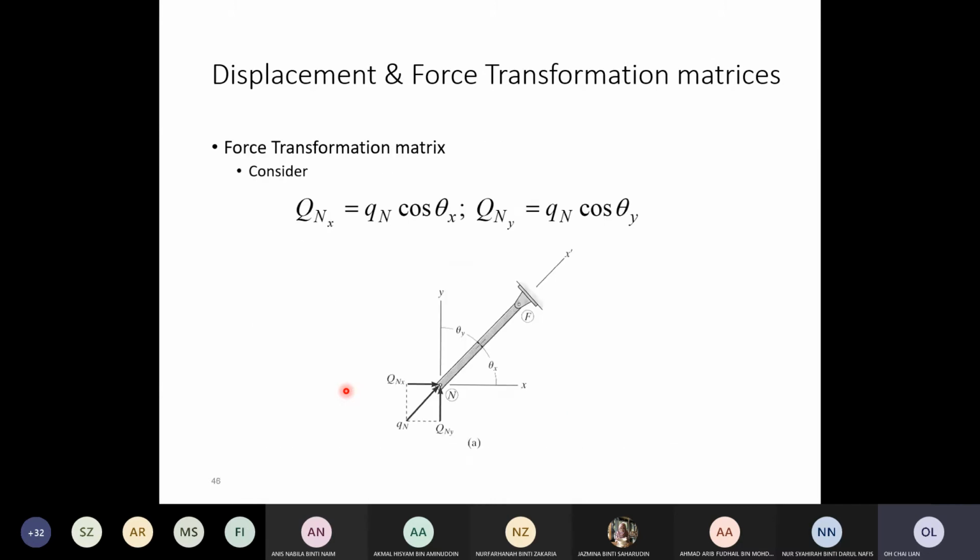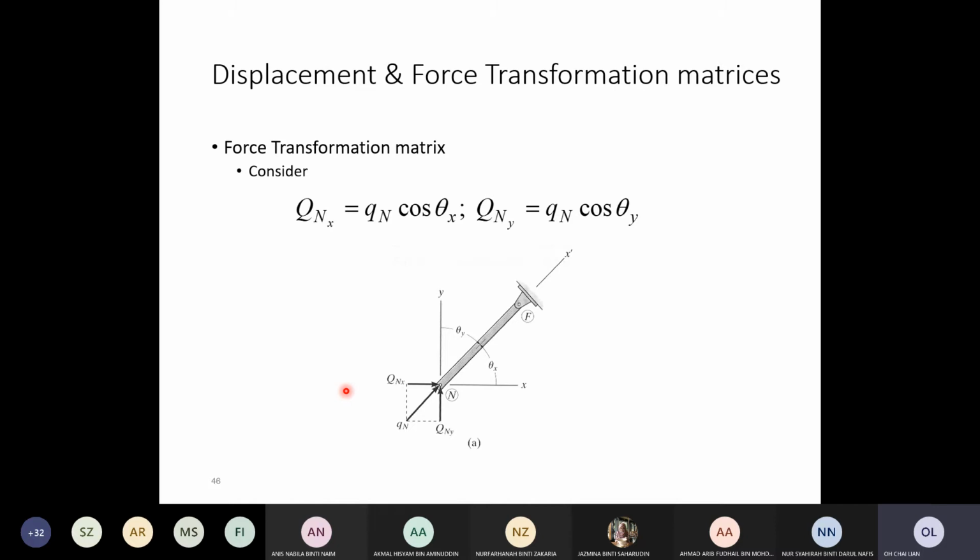Then we talk about the force transformation matrix. Again, when we analyze, we solve for the global forces, the global support reactions. But if you want to find the internal forces, like in a truss the axial force, and in a frame the shear force, axial force, and the bending moment for that particular element, we need a force transformation matrix.